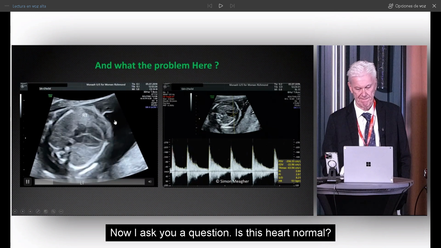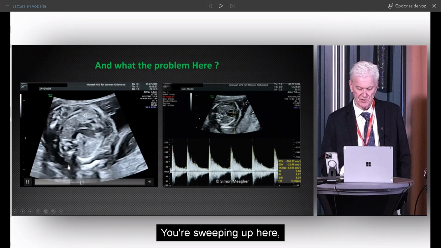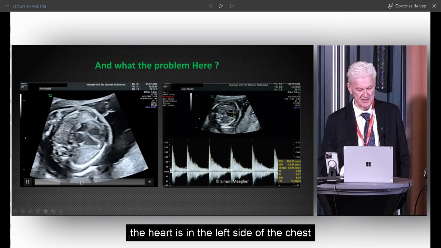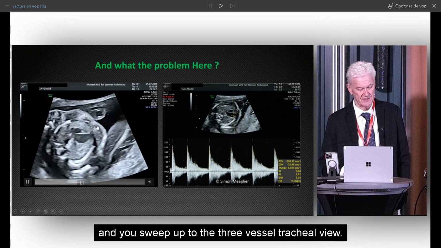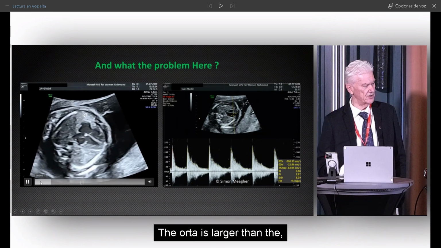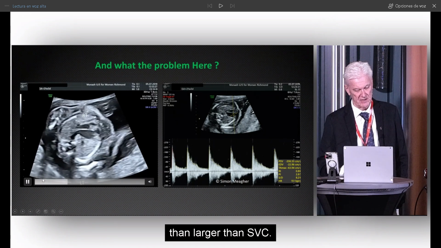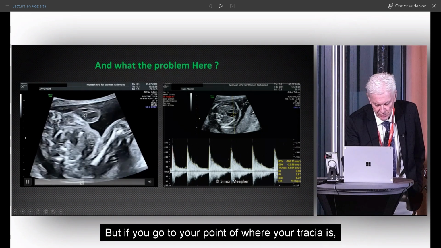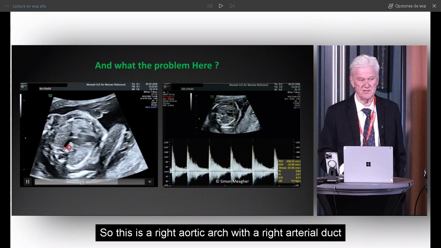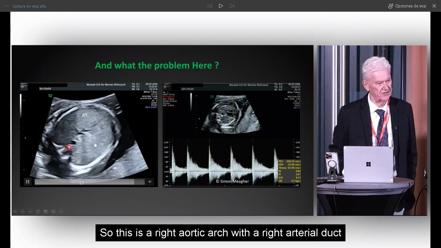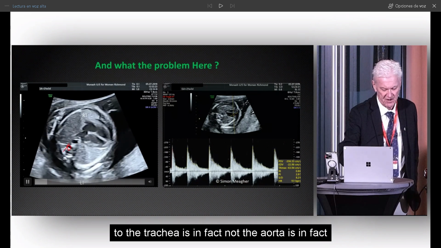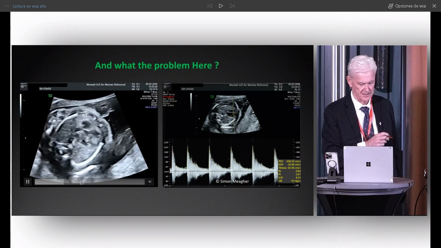Now I ask you a question. Is this heart normal? You're sweeping up here, starting off with your basic principles. The stomach is on the left-hand side, the heart is in the left side of the chest, and you sweep up to the three-vessel tracheal view, and you look at the three vessels, and they look to be of similar sizes. The pulmonary artery is larger than the aorta, which is larger than the SVC. But if you go to the point of where your trachea is, the vessels are actually sweeping to the right side of the trachea. So this is a right aortic arch with a right arterial duct, and it's an exception to the rule, because the vessel closest to the trachea is in fact not the aorta, it is in fact the arterial duct.